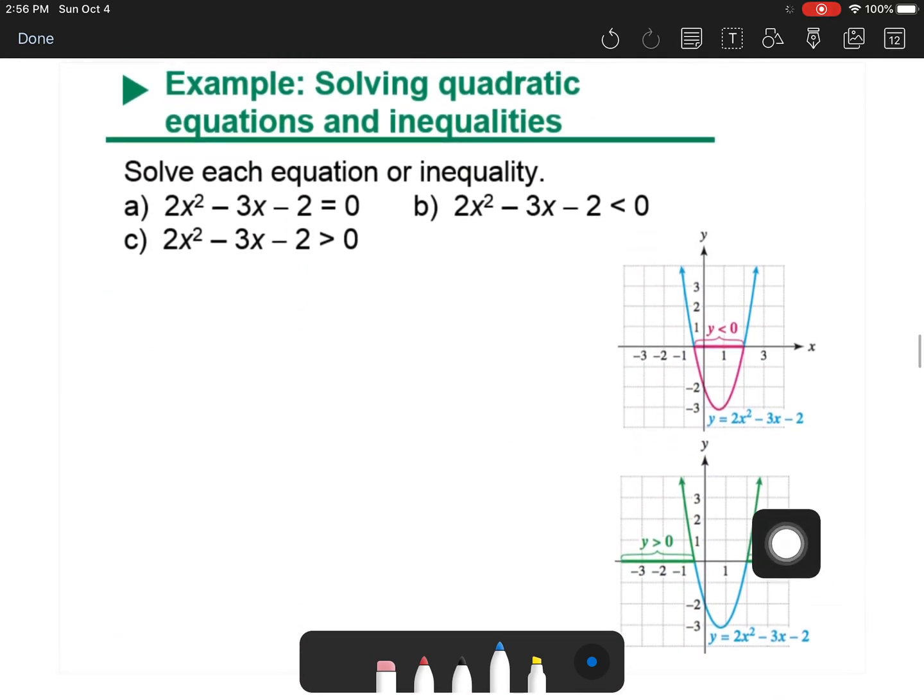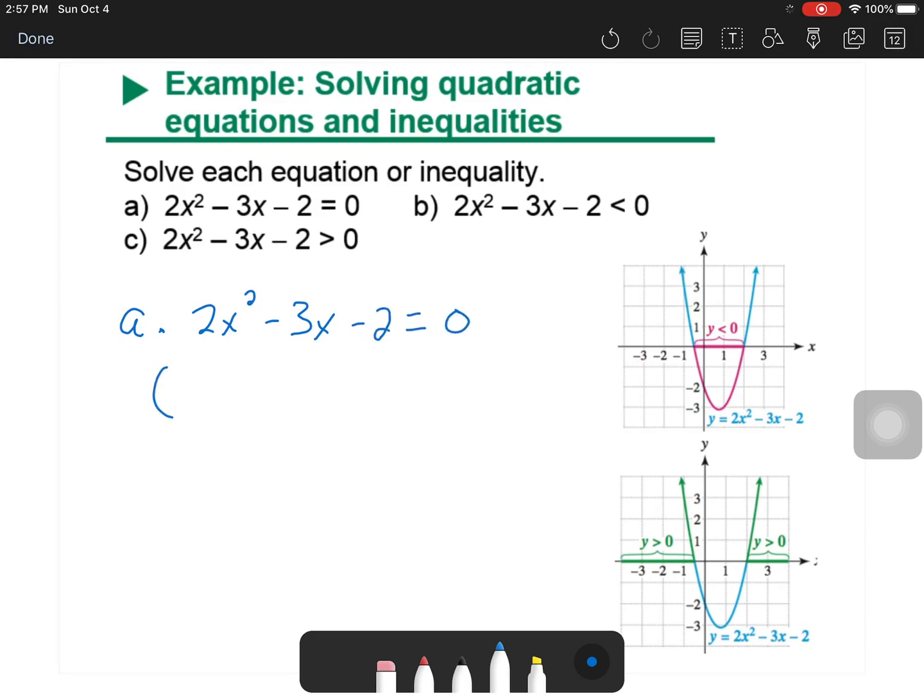Okay, so right here, we've been given the graphs already. If we solve each equation or inequality, first of all, for part A, just solving the equation, your best bet is to try to factor, and I think most of the examples in here will be factorable. So let's see what we can do.